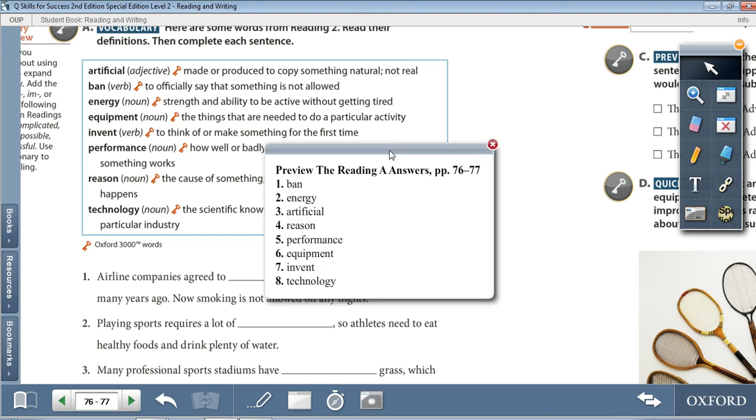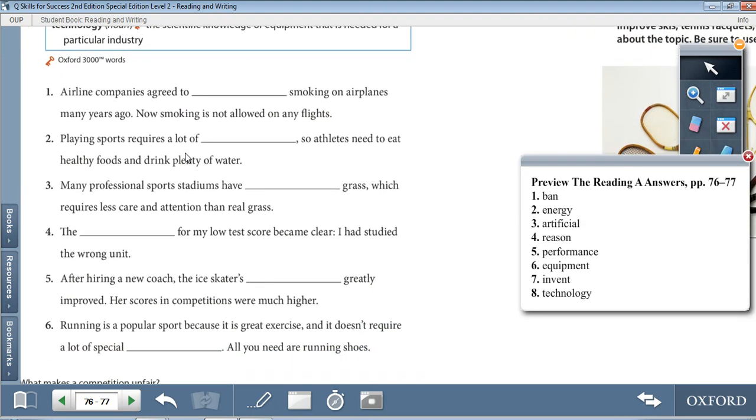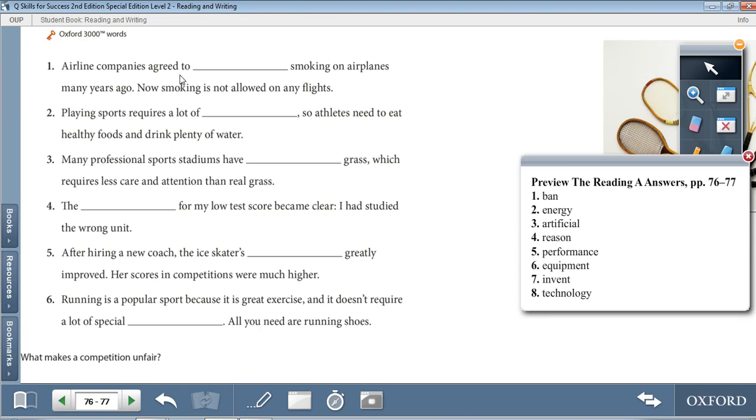Now, let's complete the sentences. Sentence 1. Airline companies agreed to ban smoking on airplanes many years ago. Now, smoking is not allowed on any flights. 2. Playing sports requires a lot of energy, so athletes need to eat healthy foods and drink plenty of water. 3. Many professional sports stadiums have artificial grass, which requires less care and attention than real grass.